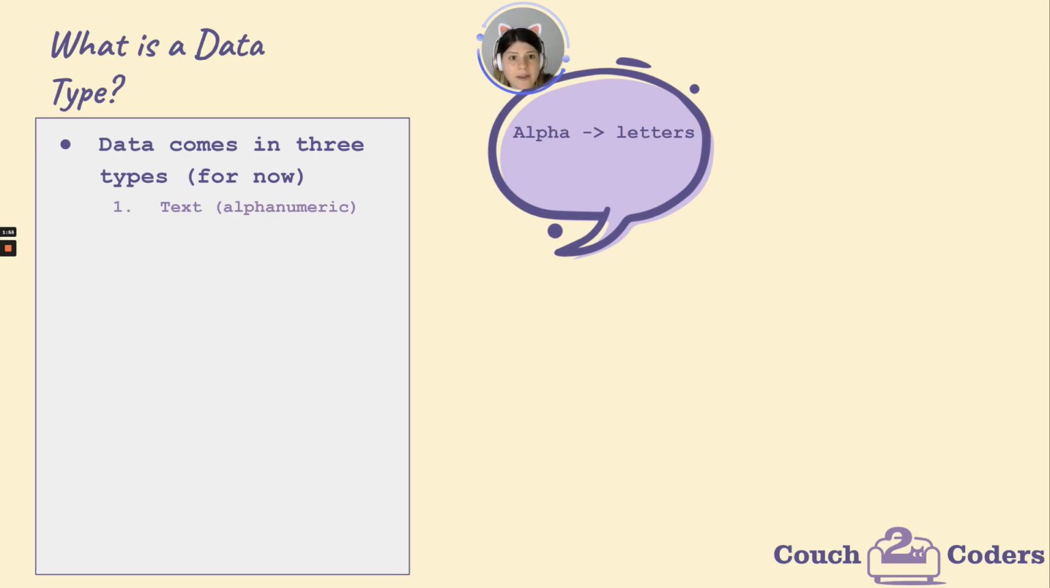So when we say alpha, we mean letters, like alphabet, ABC. Numeric sounds like numbers. That's what we mean, numbers, 1, 2, 3. So text can be alphanumeric. That means you can have letters or numbers, and it can all be considered text data.